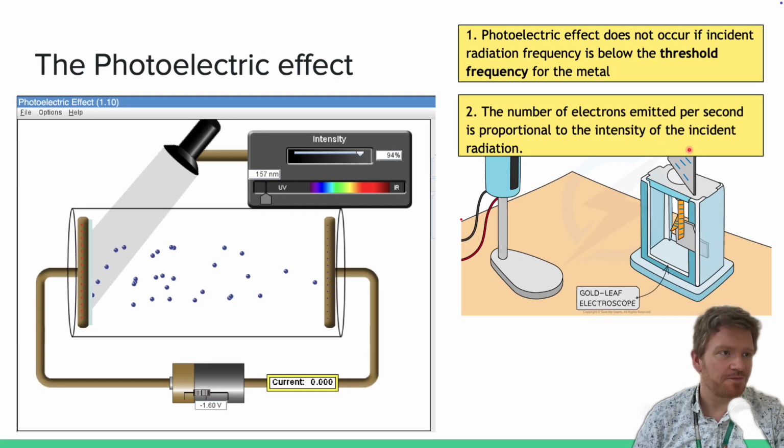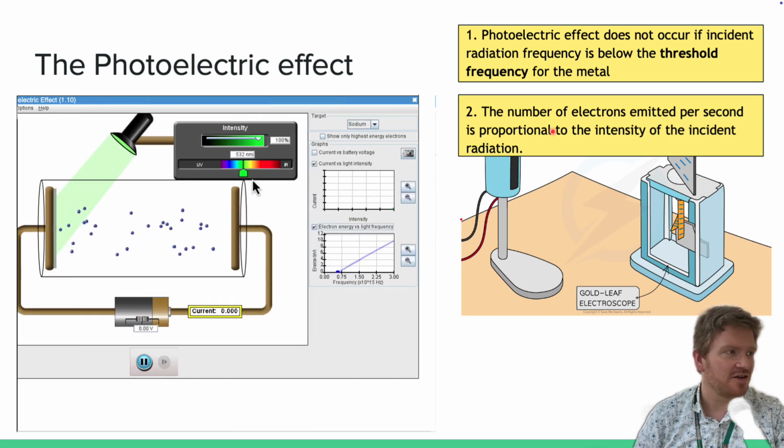Second thing we see, the number of electrons emitted per second is proportional to the intensity of the light. As I reduce the intensity, I'm getting fewer and fewer electrons, but they're still appearing.